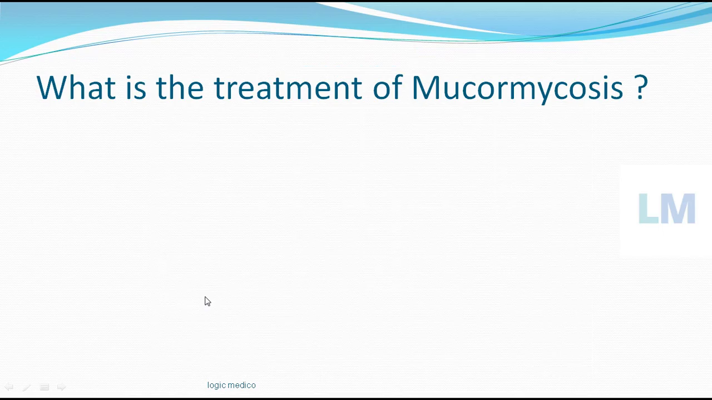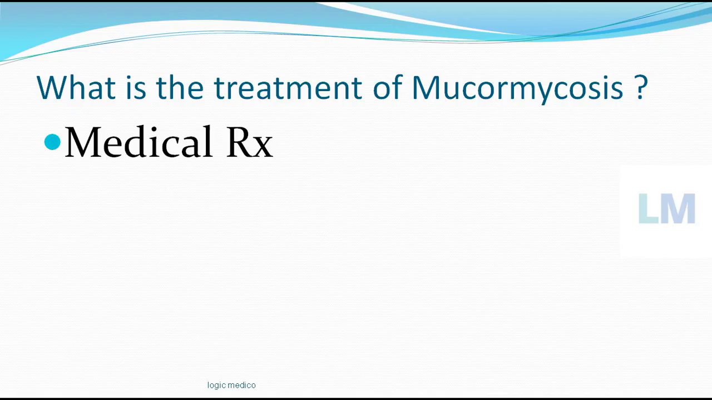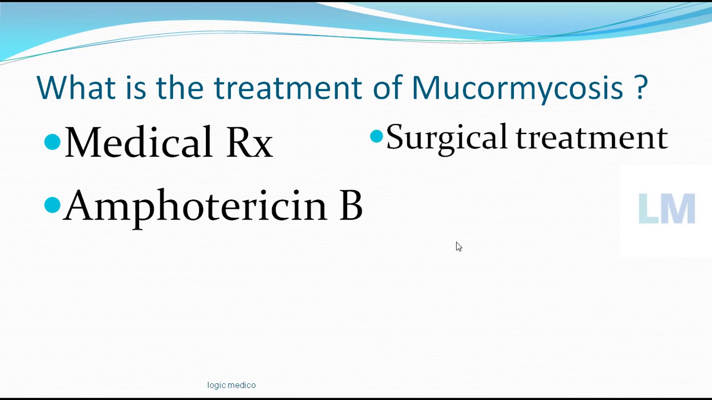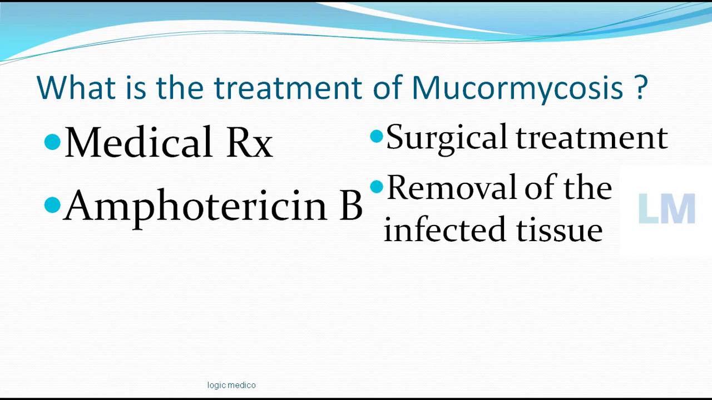So what is the treatment for this mucormycosis? There are two treatment options available: medical treatment and surgical treatment. Medical treatment is injection amphotericin B. This should be given only in the hospital setting. Surgical treatment is debridement, meaning removal of all the infected tissue, the human tissue which has been destroyed by the fungus, including the fungus, has to be removed. That is surgical debridement or removal.